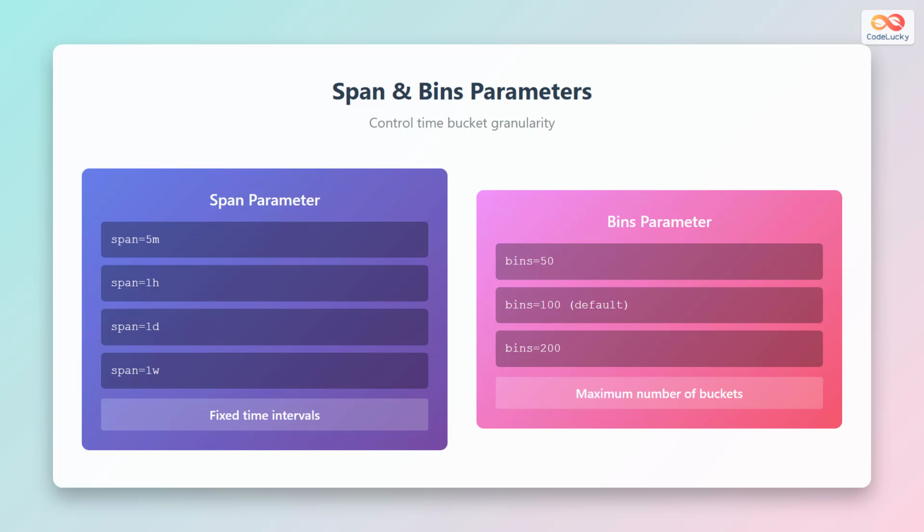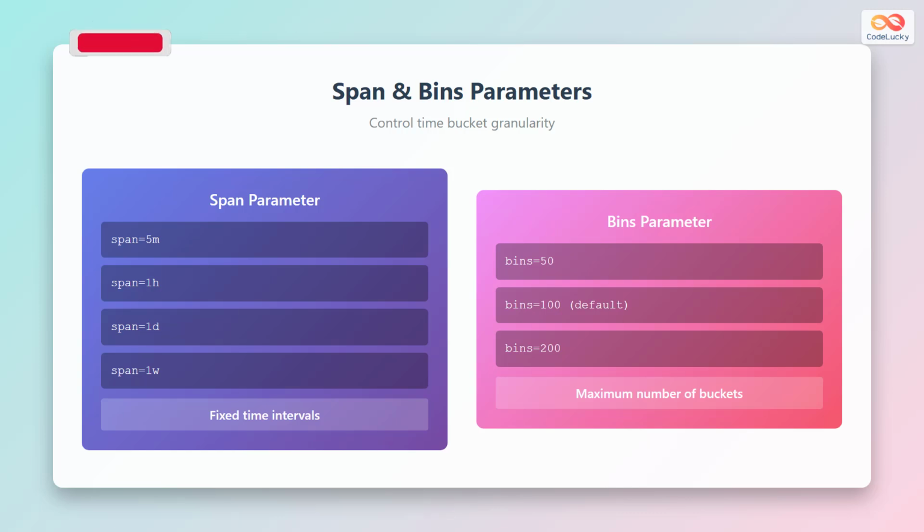Time granularity control is essential when creating meaningful visualizations, and this is where span and bins parameters become invaluable. The span parameter allows you to define fixed time intervals for your data buckets. You can specify spans like 5 minutes, 1 hour, 1 day, or even 1 week depending on your analysis needs. For instance, span equals 5m creates 5-minute intervals, while span equals 1h groups data into hourly buckets.